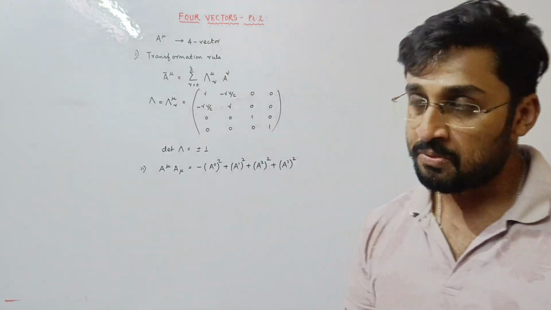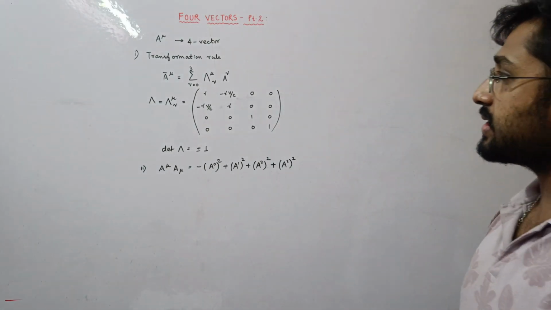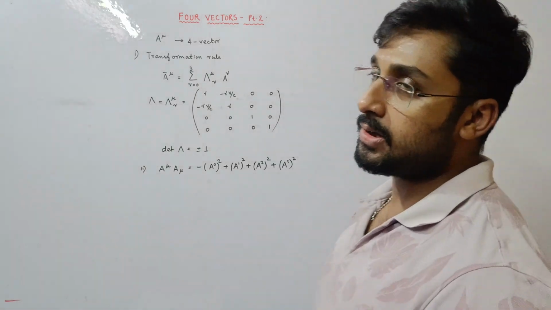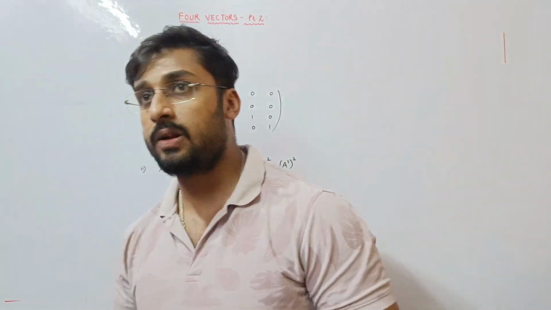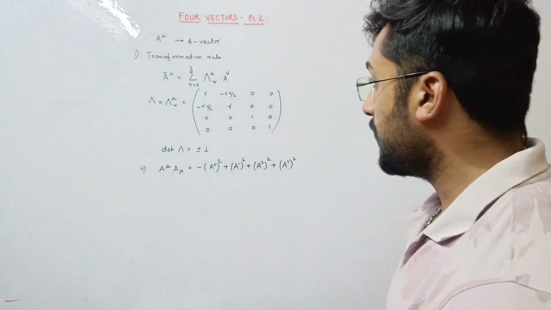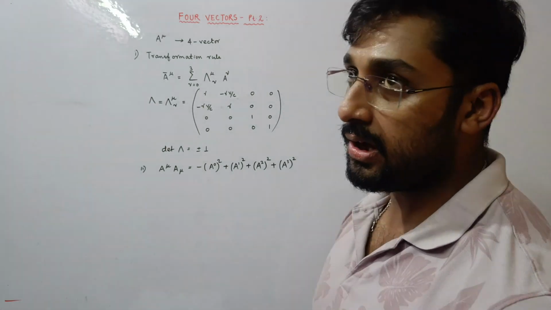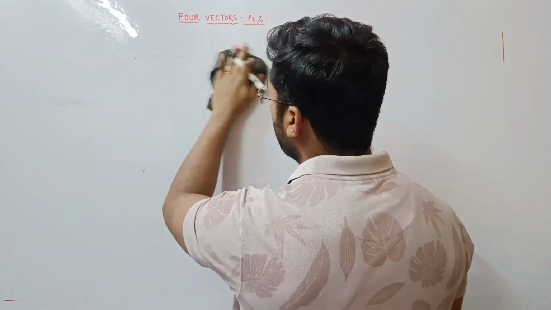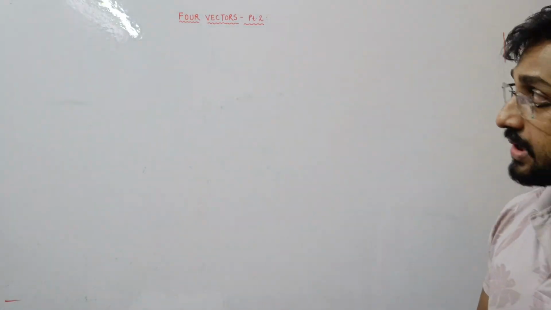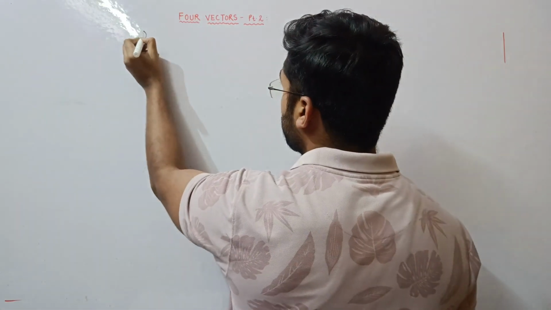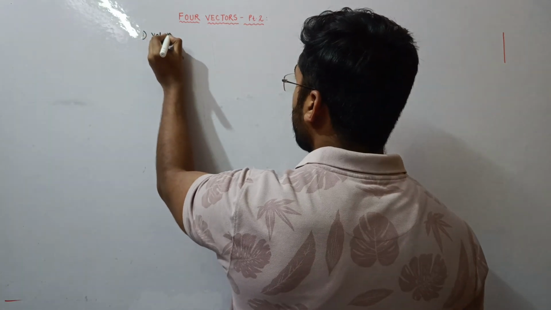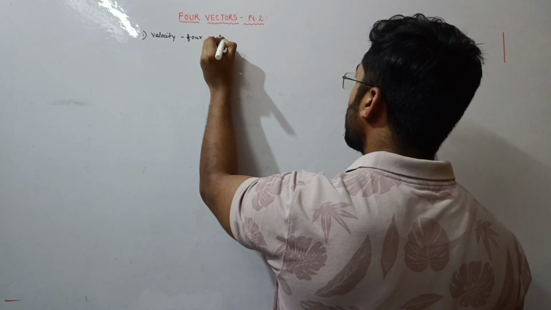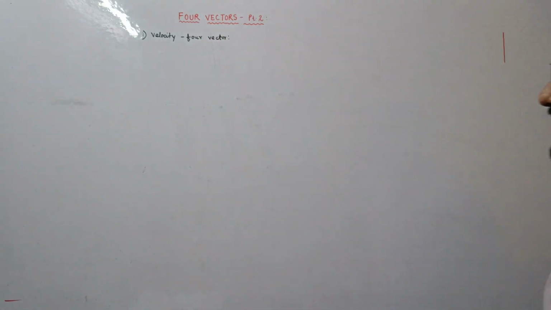of two 4 vectors. Now moving ahead, we will be discussing some important types of 4 vectors that we usually encounter in theoretical physics, in particular in special relativity, particle physics or high energy physics. So the first 4 vector that we will be discussing is the velocity 4 vector. Now let's see what a velocity 4 vector means.